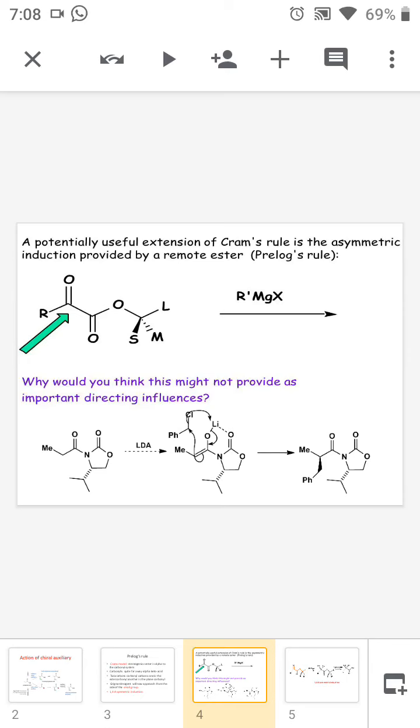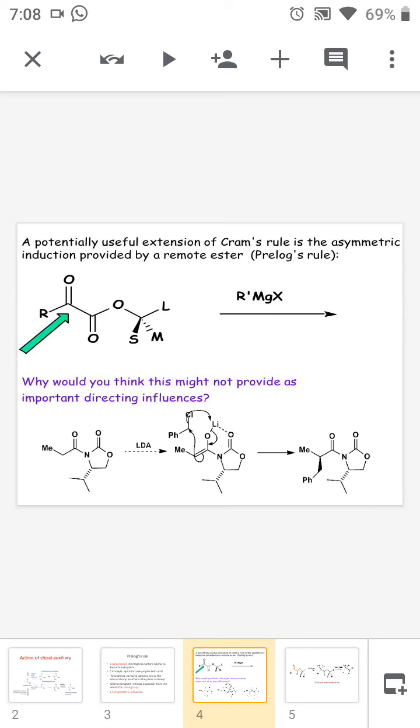We are moving into the examples of the Prelog's rule. Actually, the Prelog's rule is the extension of the Cram's rule. And here we are inducing a chiral center to a carbonyl group which is attached to the ester group. This carbonyl group is far away from the chiral center. Now, the substituents of the chiral center are represented by small, medium, large as we discussed in the Cram's rule.